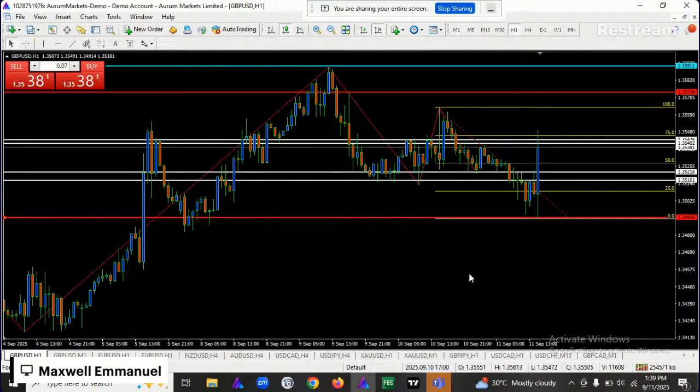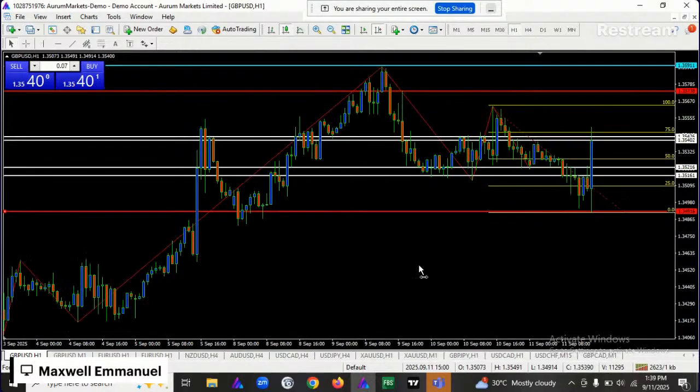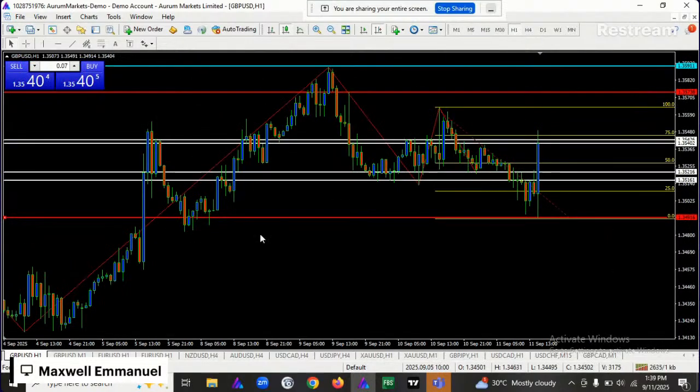I will be going bearish. I was expecting this retracement. So I'm going to sell GU and EU. Let me see EU.